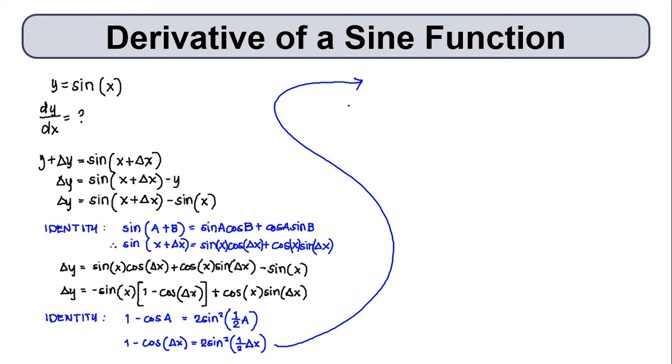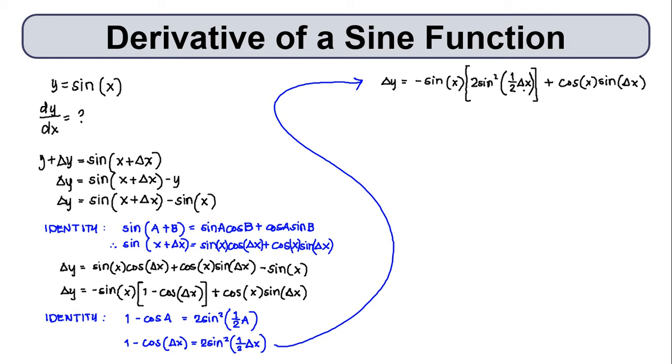Yan. Pag ipalit natin yan, we now have yung ating delta y equal na ngayon yan sa negative sine of x times, papalitan ko na siya, magiging 2 sine squared of 1/2 delta x. Diba? Pinalit ko lang siya dito, ha? Tapos, kokopyahin ko na yung susunod na term dahil wala naman tayong ginawa dyan. Cosine of x times sine of delta x.